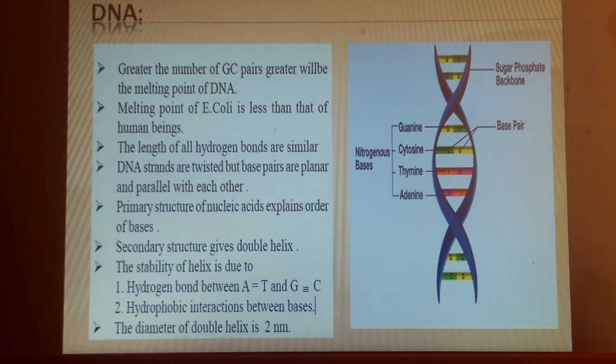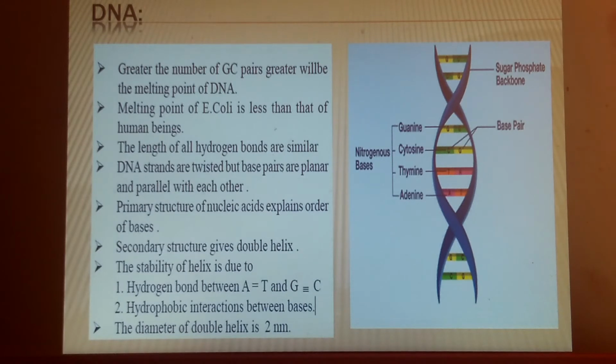And the lengths of all the hydrogen bonds are similar, because of which the exact helical structure will be formed. So if the hydrogen bond length is different, then once again the strand structure is going to vary. So the diameter of the alpha helix structure is 2 nanometers. I hope it is clear.